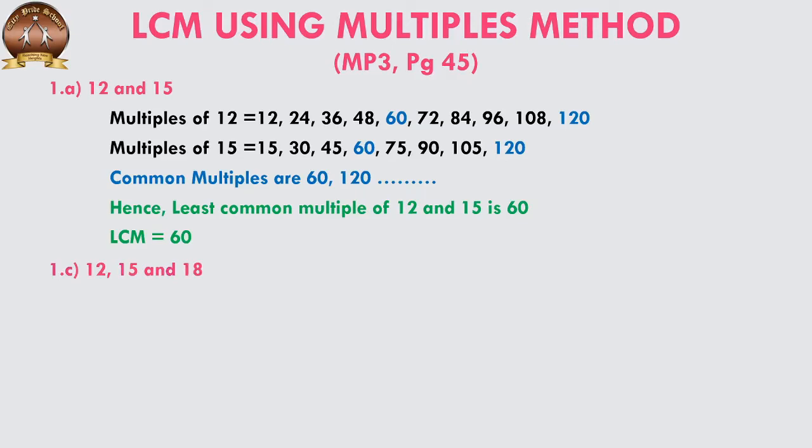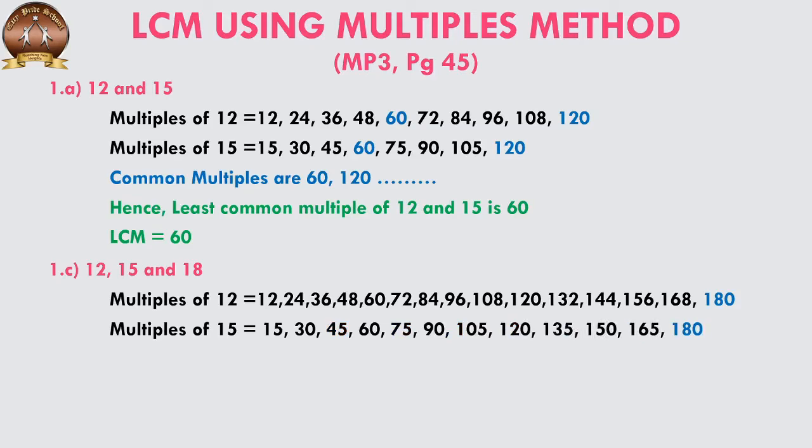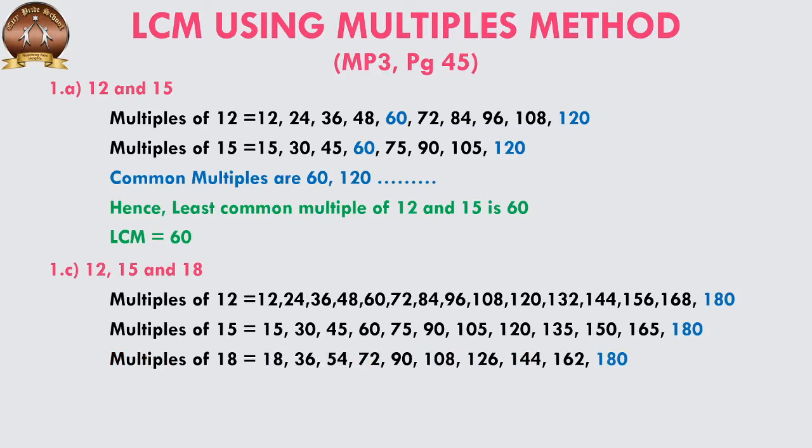Let us take another example where we have three numbers: 12, 15 and 18. Now we will write the multiples of 12, then the multiples of 15, and then the multiples of 18. If you remember, multiples are the tables, that is a number multiplied with another number. It keeps on multiplying and they are infinite. So we can write n number of multiples of these numbers 12, 15 and 18.